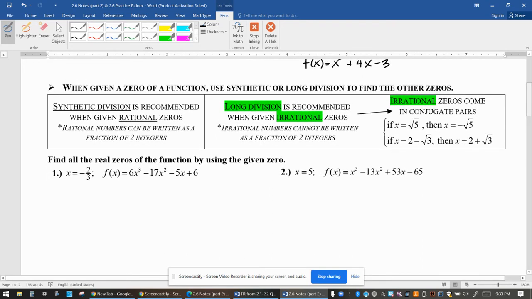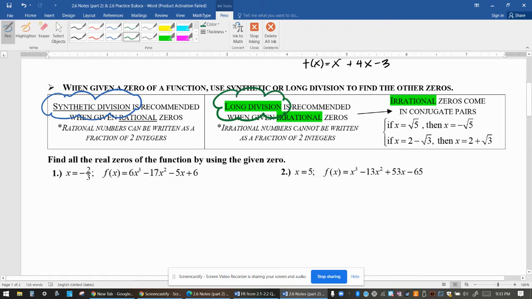Now, it is recommended to use synthetic division as long as your given zero is rational. What does that mean? It means it could be written as a fraction of integers. Now remember, integers are +1, +2, +3. It also includes their opposites, -1, -2, -3. So synthetic division is recommended whenever your zeros are rational, meaning they could be written as fractions. Long division, however, is recommended when you're given irrational.